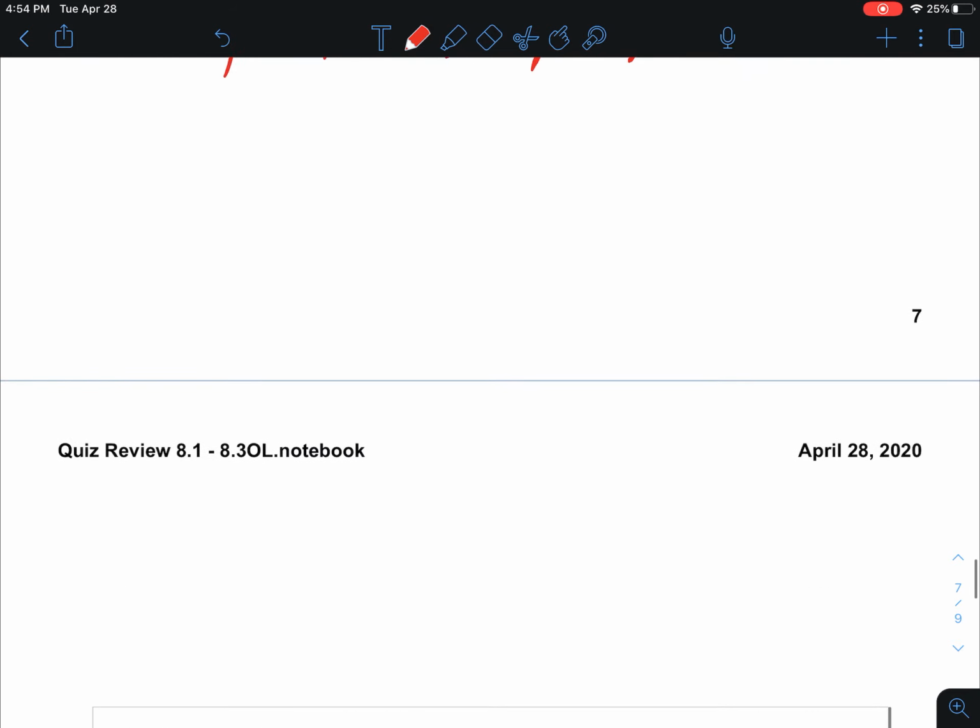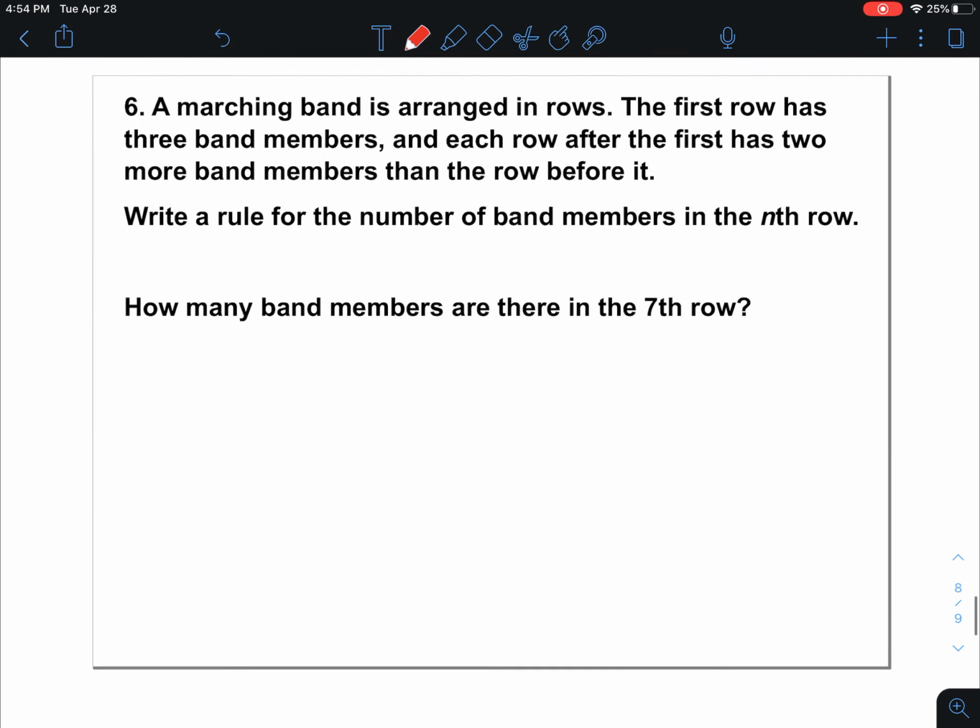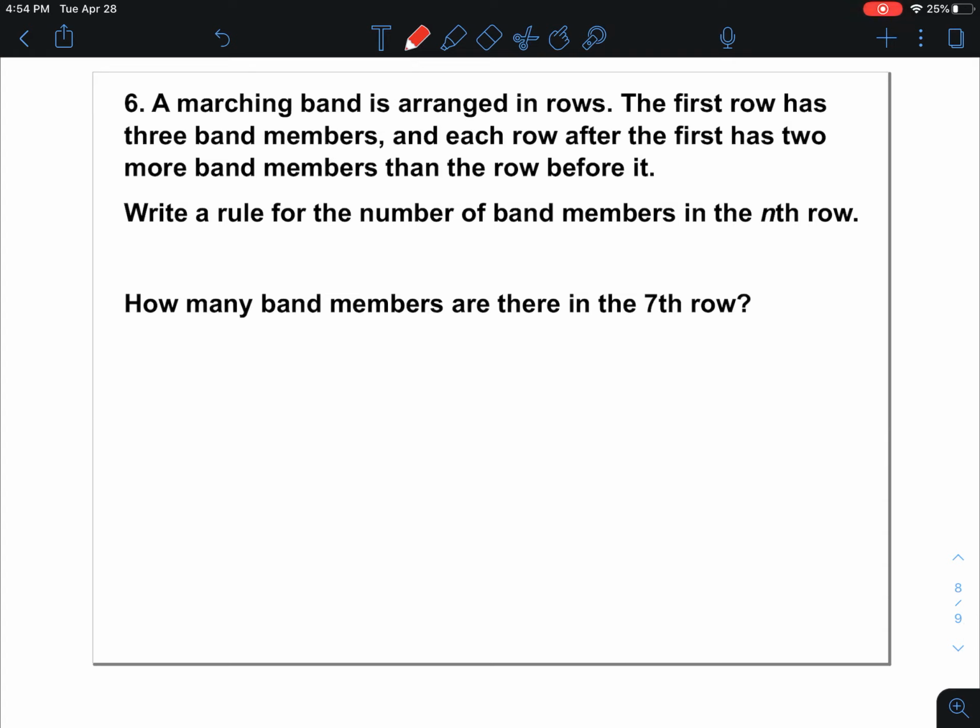Last problem. A marching band is arranged in rows. The first row, it says, has 3 band members in it. So I'm going to say that's the first term in our sequence we're getting ready to make. 3. Each row after that first one has 2 more band members than the row before it.